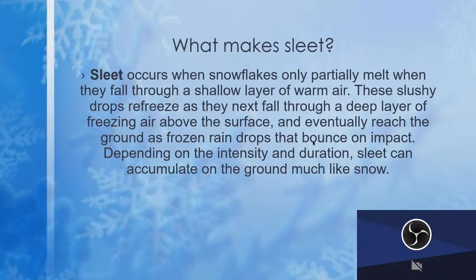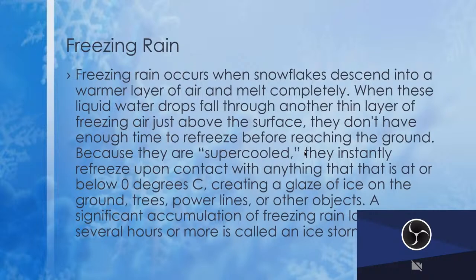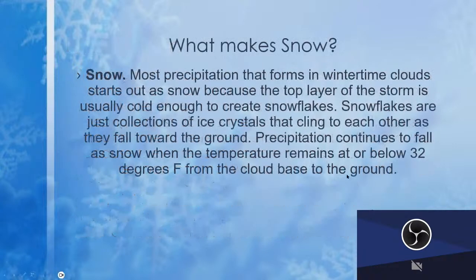Sleet occurs with that partial melt when they fall through a shallow layer of warm air. The slushy drops refreeze as they fall through a deep layer of freezing air above the surface, eventually reaching the ground as frozen raindrops. Kind of talked about the freezing rain: when the snowflakes descend into a warm layer of air, they do melt completely. When the liquid water drops fall through another thin layer of freezing air just above the surface, they don't have time to refreeze before reaching the ground because they are supercooled. They instantly freeze on contact.